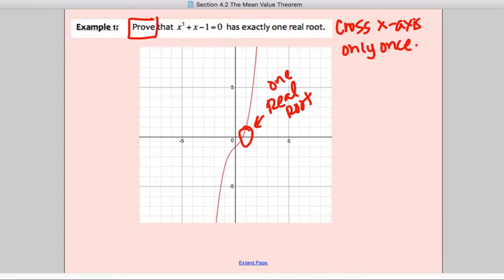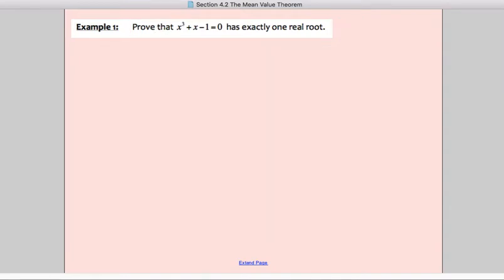Okay? So what we're going to do is use the intermediate value theorem to find an interval where you're going to go from a negative number to a positive number. And if you go from a negative y value to a positive y value, do you have to have crossed the x-axis? Yes, you do. So we're going to use that idea. I'm going to go to the next slide.